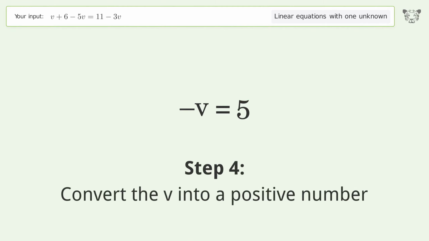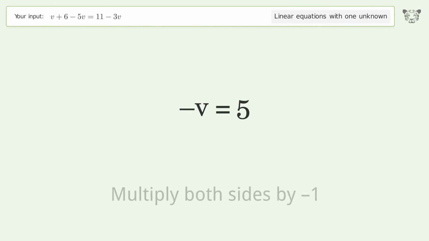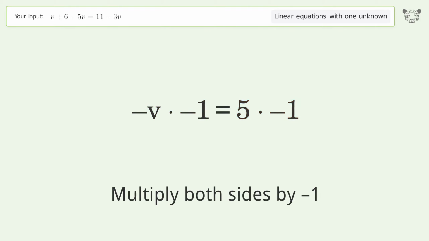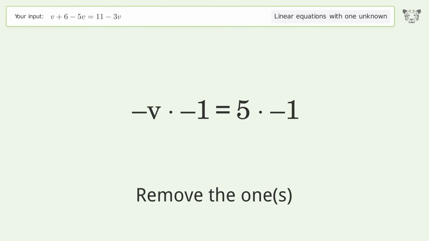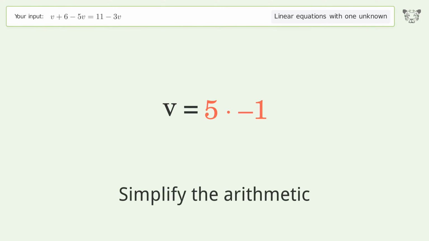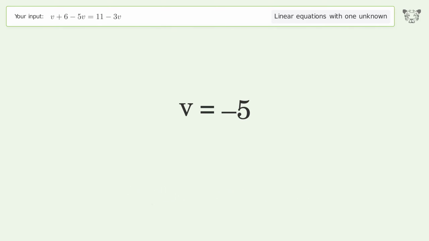Convert the v into a positive number. Multiply both sides by -1. Remove the ones. Simplify the arithmetic. And so the final result is v equals -5.